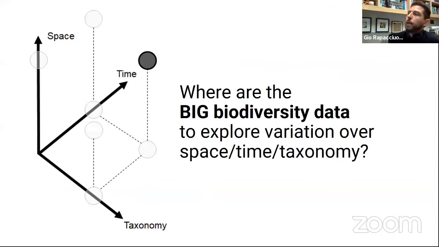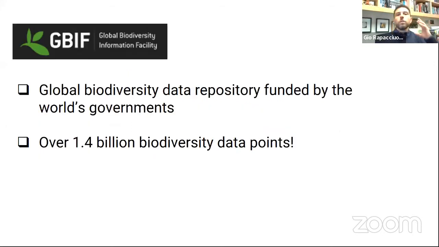So where are the big biodiversity data that will enable us to explore variation over space, time, and taxonomy? To find that out, we need to go to GBIF, the Global Biodiversity Information Facility. GBIF is the global data repository for biodiversity. It's funded by the world's governments, and it's really the reference for biodiversity data. And it has over 1.4 billion biodiversity data points.